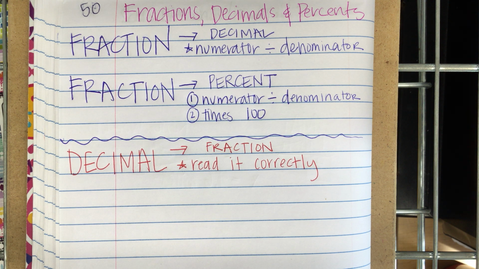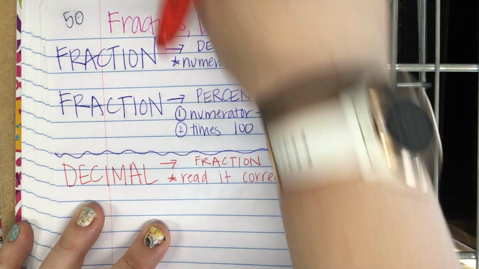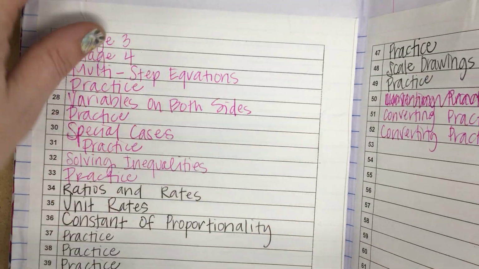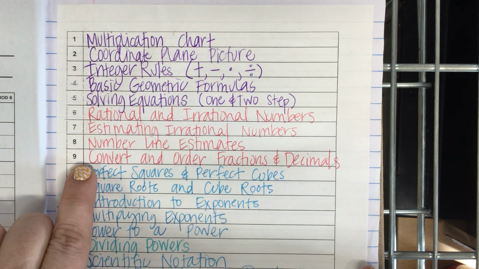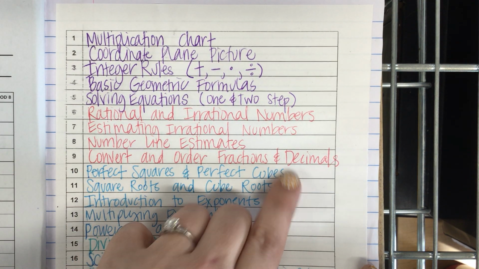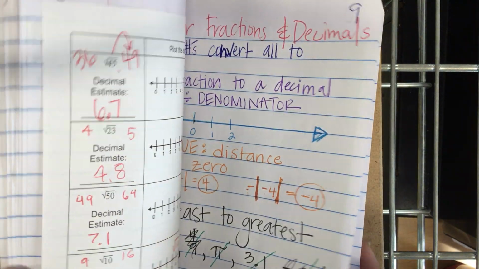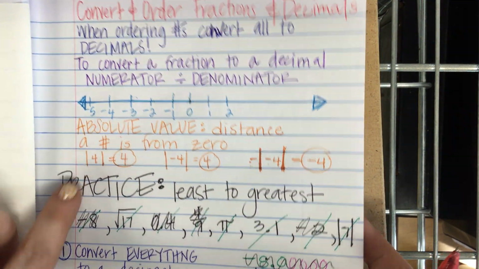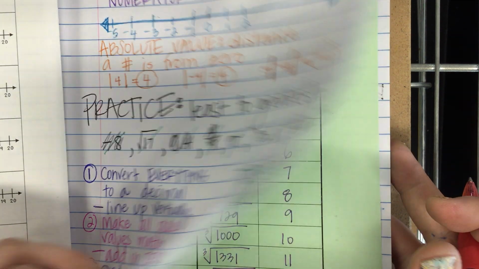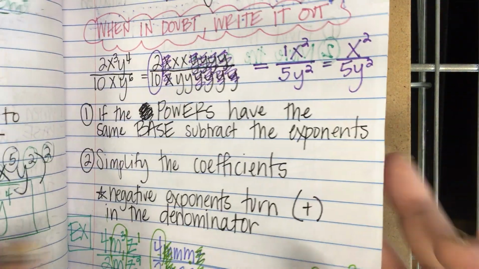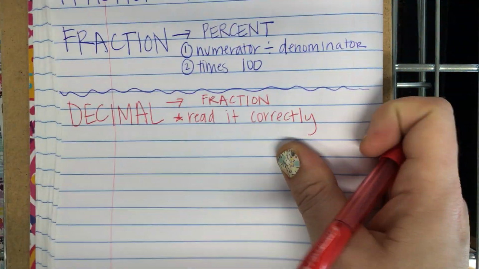But what if it's like 1.345678? Do you remember our rules back here, converting and ordering fractions and decimals? Page 9, right? We talked about reading it correctly. That's how you do it. You read it correctly.